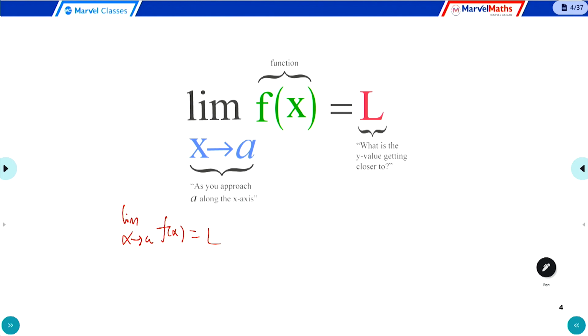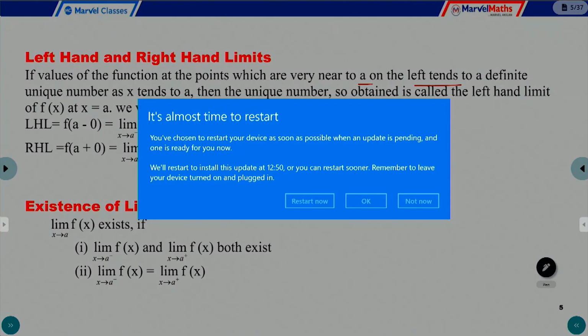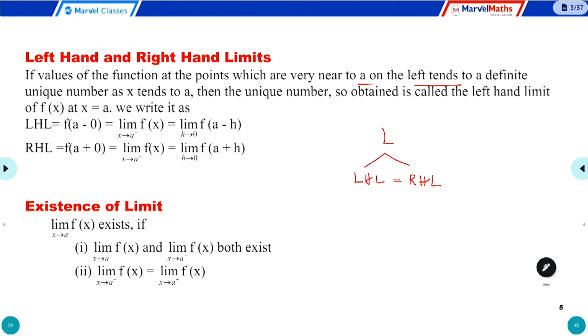Now what is the condition for a limit to exist and not exist? Whenever a limit exists, it must satisfy 2 conditions: left hand limit and right hand limit both exist, and both should be equal. So what is the meaning of LHL and RHL? If the value of the function at points very near to a on the left tends to a definite number as x approaches a, then that unique number is called the left hand limit.